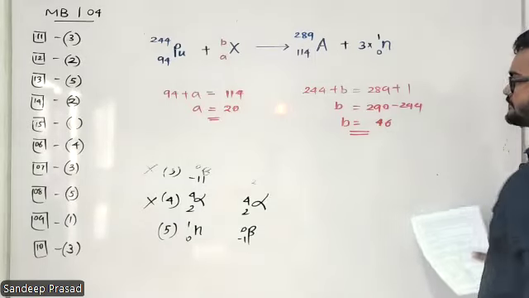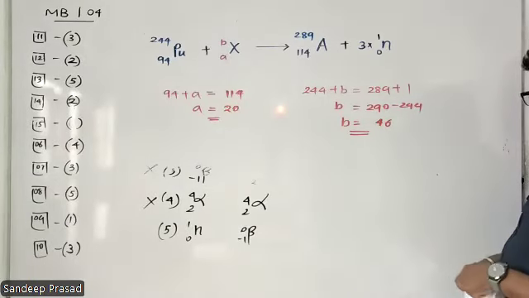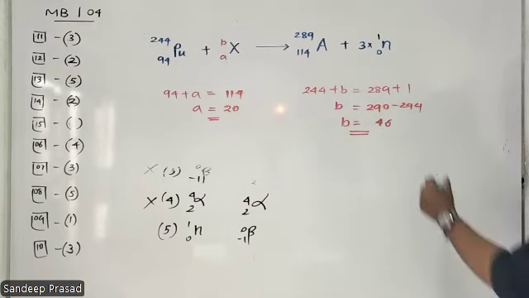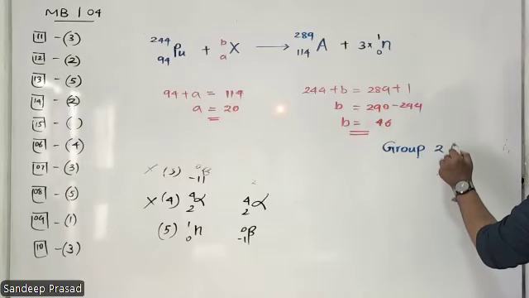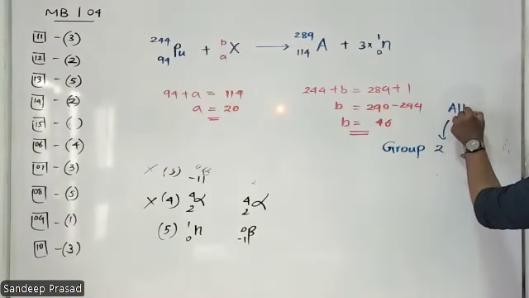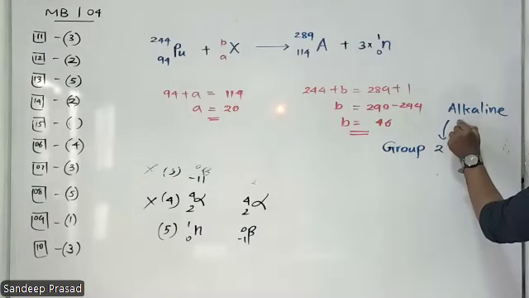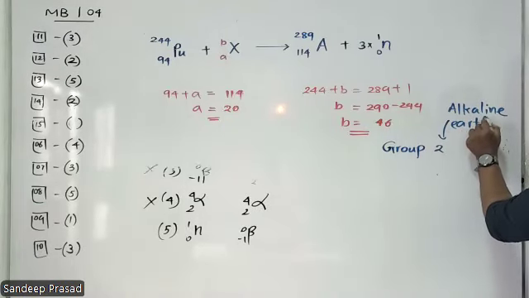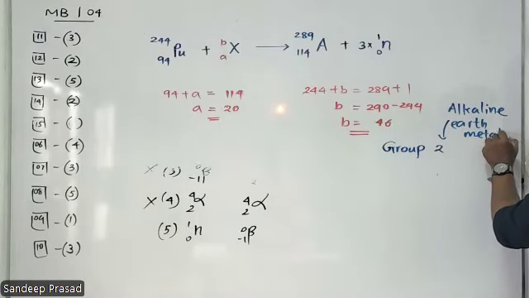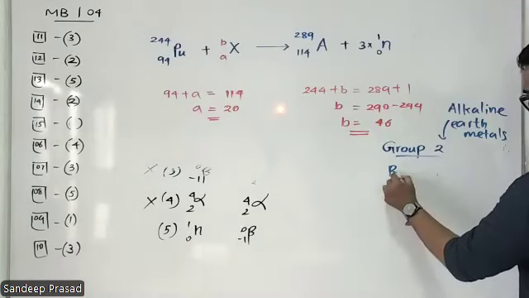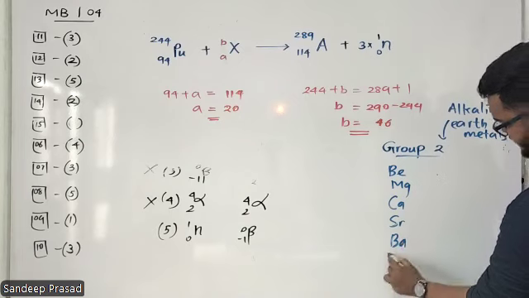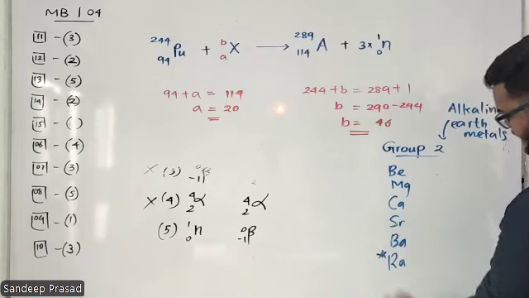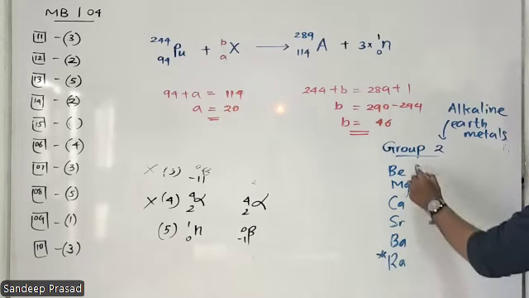Students, what is the 20th element in the periodic table? First of all, tell me what are the group number 2 elements? Group number 2 elements in the periodic table are known as alkaline earth metals. When we are discussing the periodic table, I'll teach you this one. Beryllium, magnesium, calcium, strontium, barium, radium. Radium is radioactive.